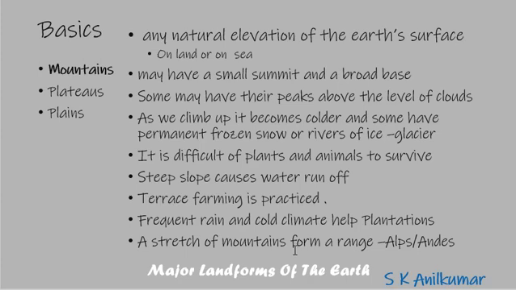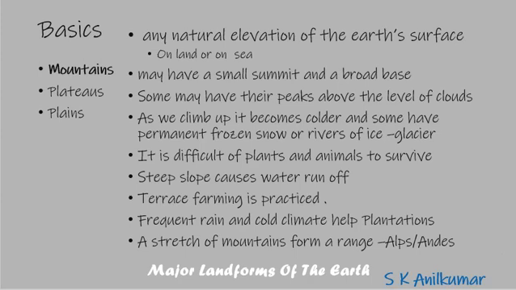Frequent rain and cold climate help the plantations. Tea, coffee, cocoa, rubber, these are called plantations. When you have frequent rain and a cold climate, even if there is a mountain with a slope, you still have plantations of tea and coffee because of small terrace farming. They need a cold climate, and they need a lot of water from the rain, but they need the water to run and drain off.